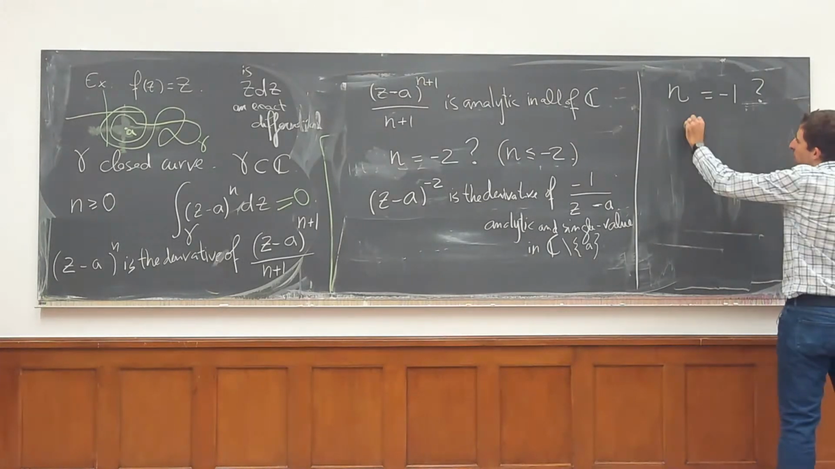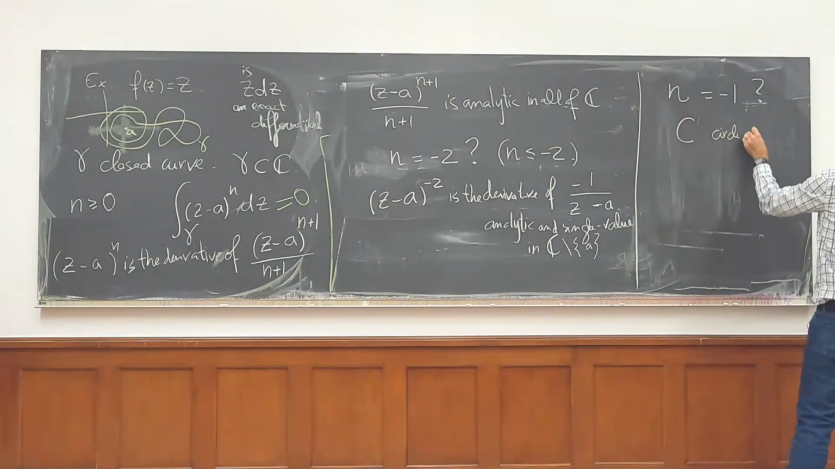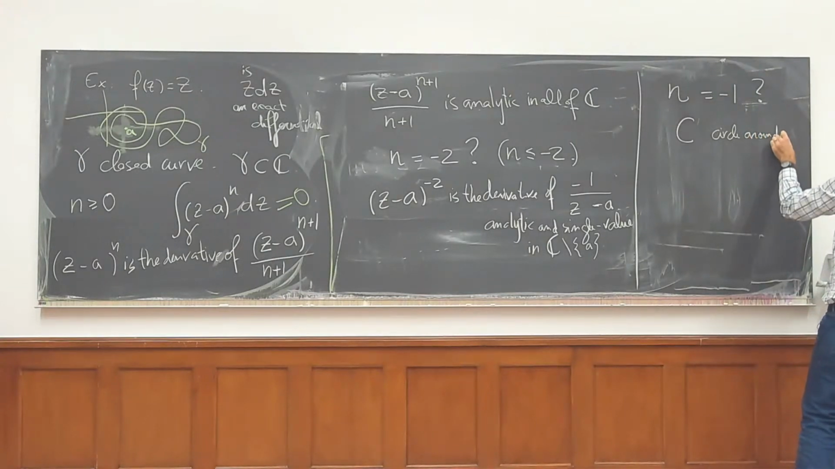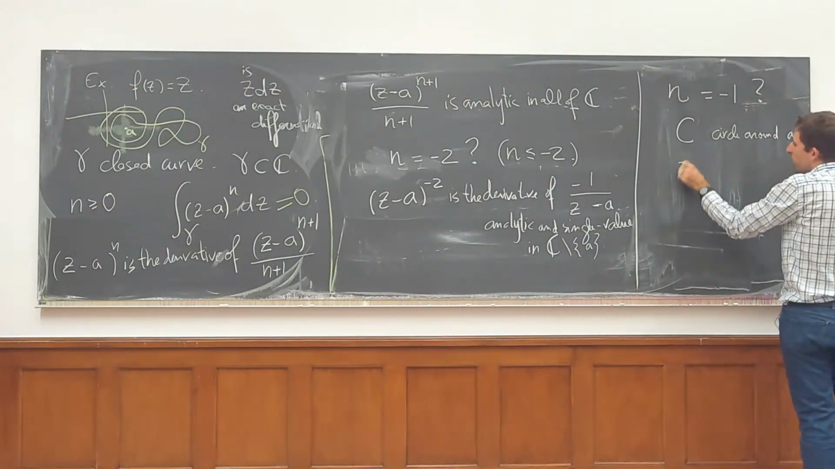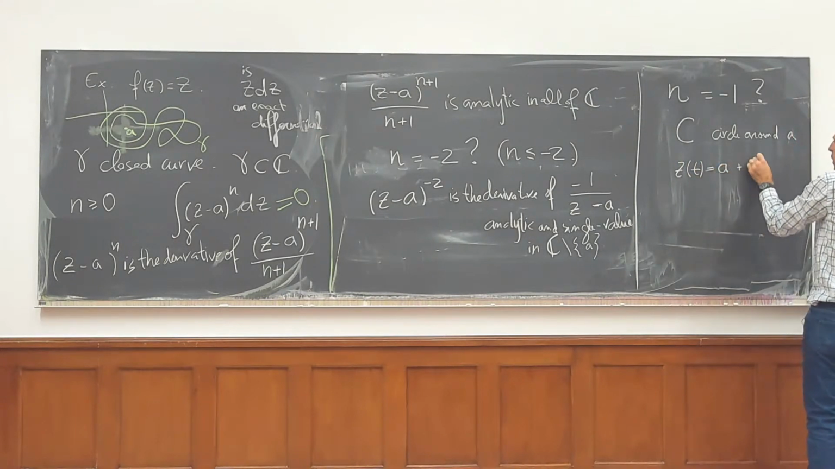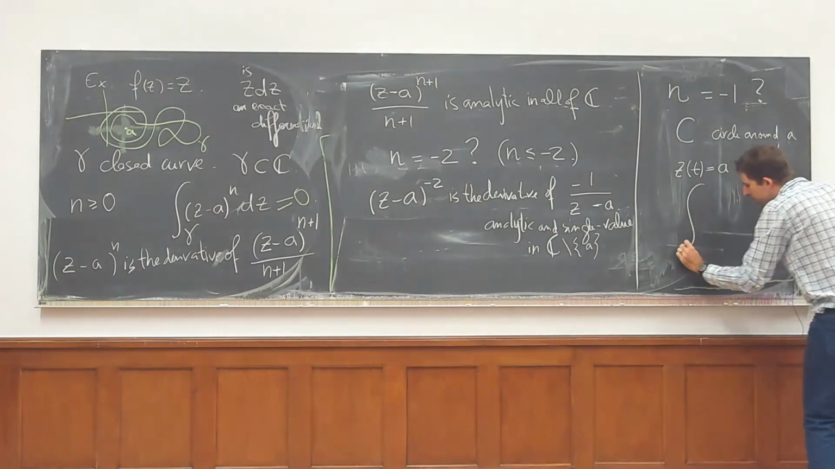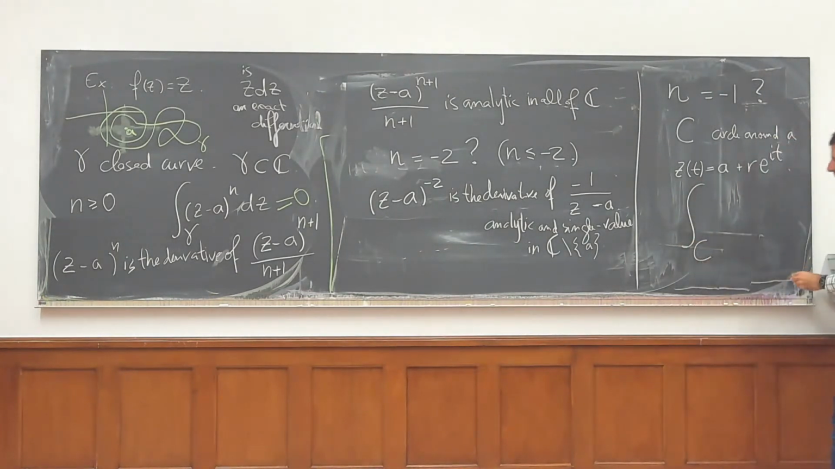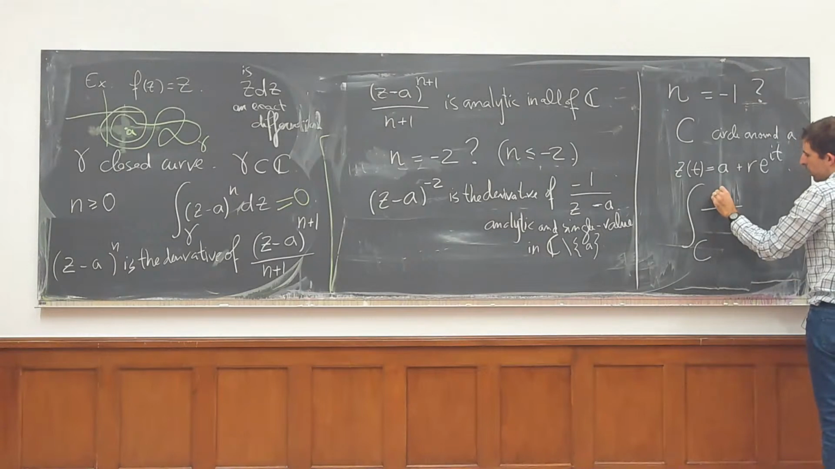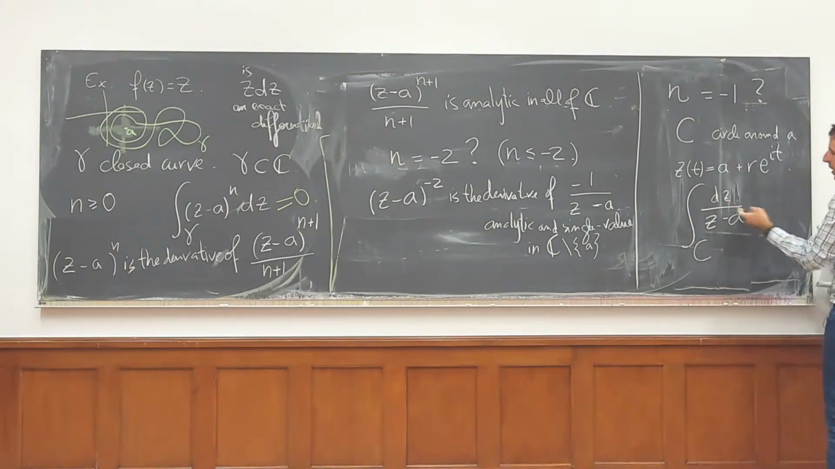Okay, so let's do an experiment. Let's take C, the circle around a, parameterized this way, z(t) equals a plus r e^(it). And now let's take the integral over C of dz over z − a. By this I just mean 1 over z − a, and dz here is the same. And what is this equal to?